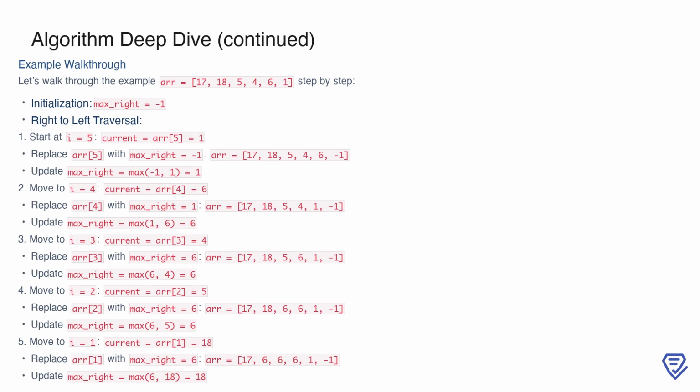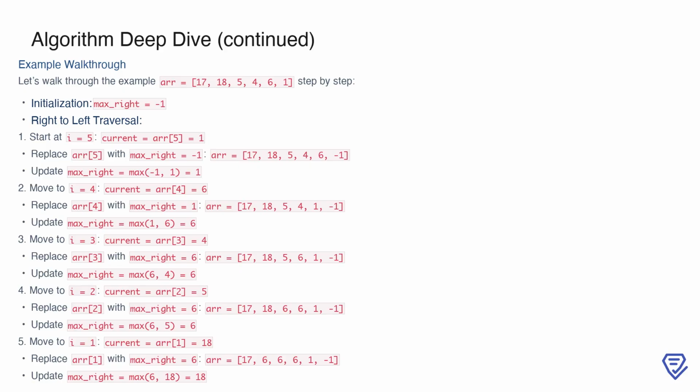Next, we move to the second to last element, where current is 6. We replace this element with max_right, giving us 17, 18, 5, 4, 1, -1. Max_right is updated again, this time to the maximum of 1 and 6, which is 6. Following this pattern, we continue traversing leftward.